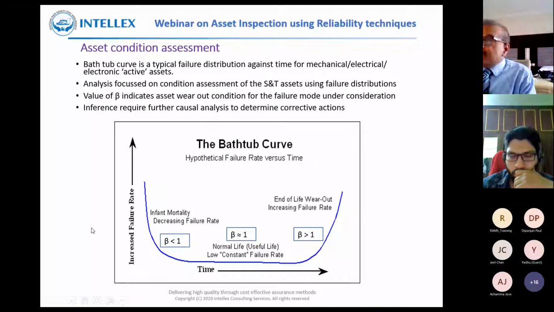Then after the normal life ends, probably 20, 25 years, that's the kind of period.